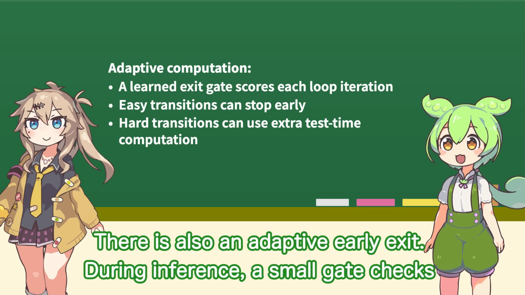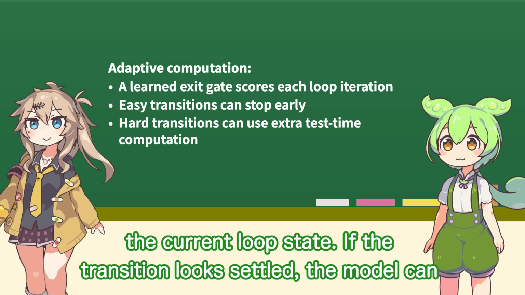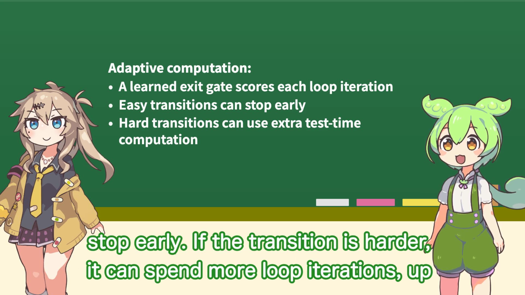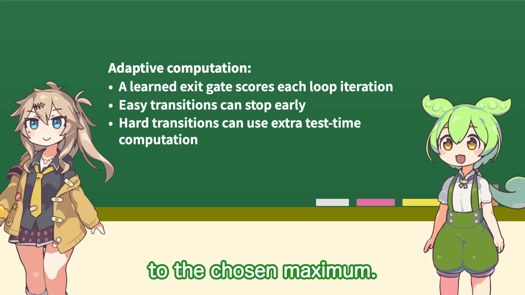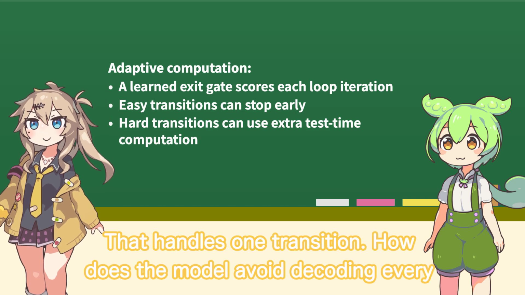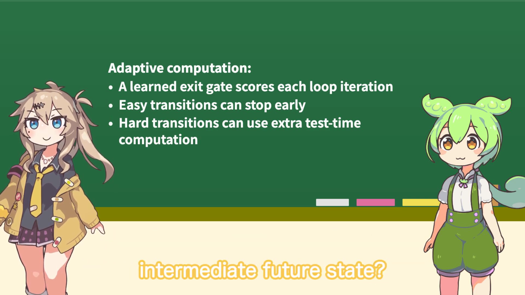There is also an adaptive early exit. During inference, a small gate checks the current loop state. If the transition looks settled, the model can stop early. If the transition is harder, it can spend more loop iterations up to the chosen maximum. That handles one transition. How does the model avoid decoding every intermediate future state?